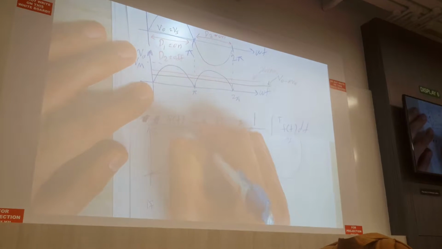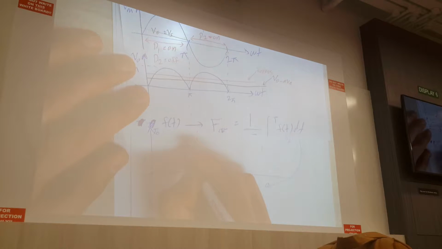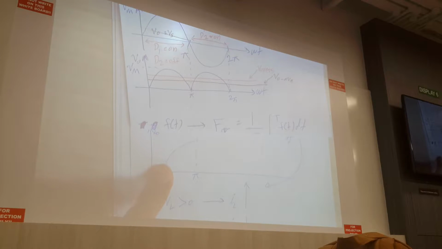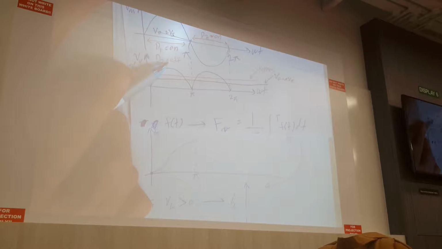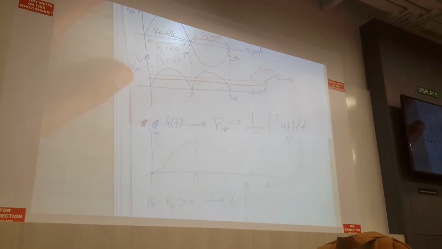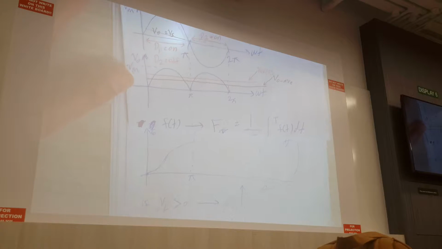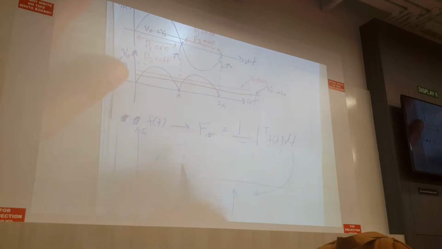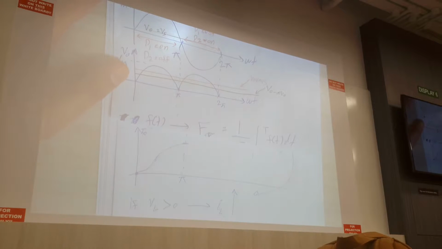If here is pi. Why do I draw like this? At the peak, VL is the largest value, right? This means that dIL over dt will be larger. dI over dt is larger means that I will increase faster. Because of this, in the middle, I will increase faster. I come to pi. Now my current is this value, whatever it is.